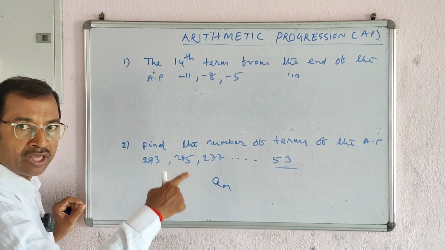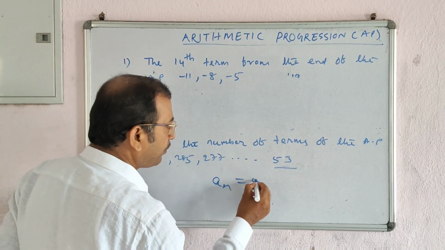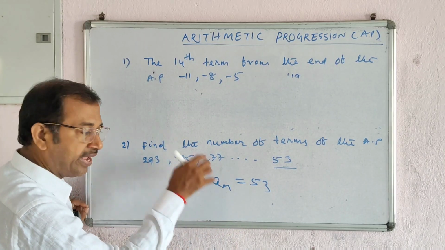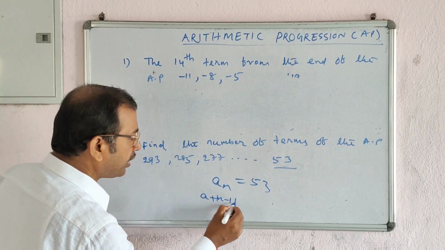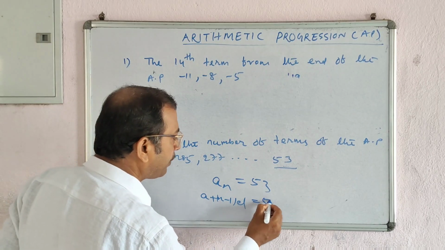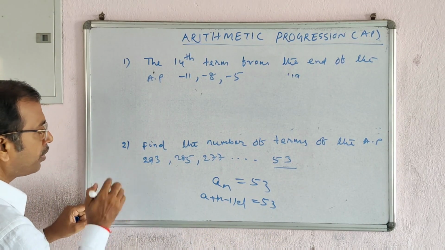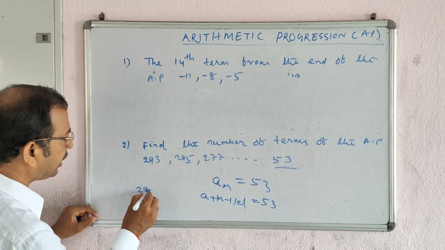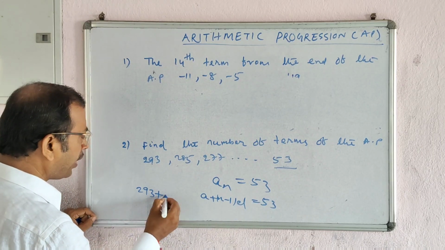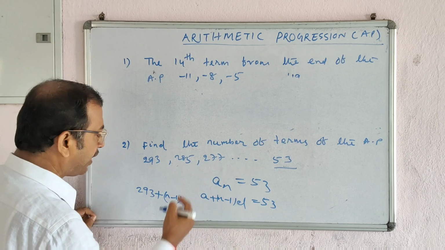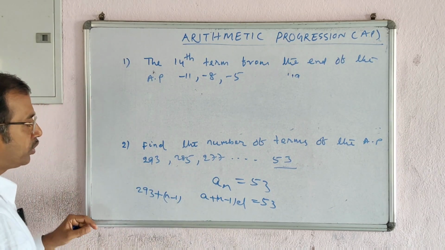लेट इट बी nth टर्म, सो an इज व्हाट? 53. यू हैव टू फाइंड द वैल्यू ऑफ n। सो an क्या फॉर्मूला होता है बोलो? a प्लस n माइनस 1 इंटू d, दैट इज गिवन 53। a इज व्हाट? फर्स्ट टर्म इज व्हाट? 293 प्लस n is what? I don't know n because we want to find n minus 1 into d. तो d कैसे चलता है?